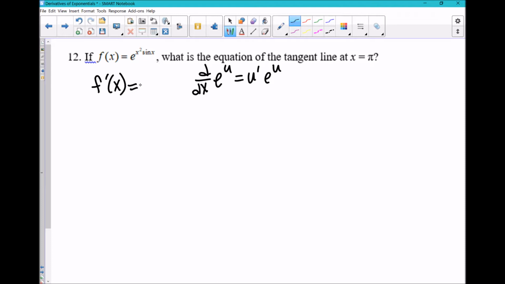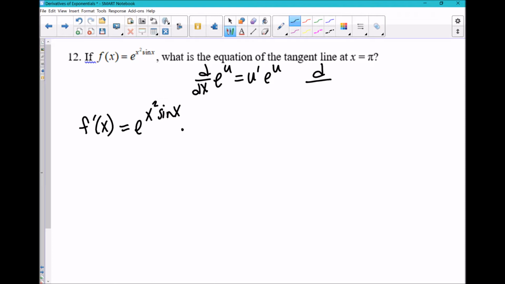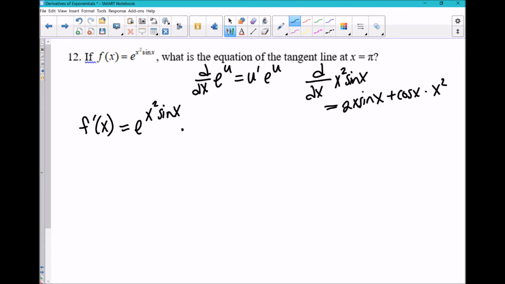So our derivative, we don't have enough room. Our derivative would be e to the x squared sine x, and then times the derivative of this. Now, oh my gosh, we're going to have to take the derivative of x squared sine x, which means we're going to have to use the product rule. The derivative of x squared would be 2x, and then times sine x, plus the derivative of sine x, which is cosine x, and then times x squared. So that's times all of this lovely guy.